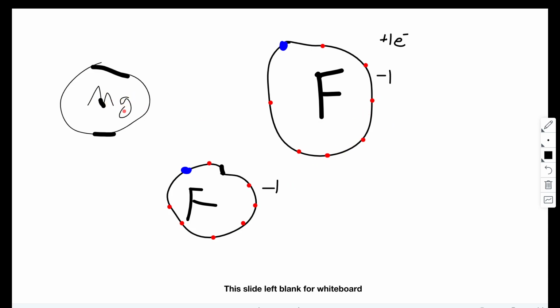This magnesium has lost 2 electrons. Therefore, this magnesium is going to have a +2 charge. Alright? Now, at this point, we have magnesium and 2 fluorine. Both of them have charges. And what's going to happen is that we're going to have a bond here, because this negative fluorine is going to be attracted to this positive magnesium. Okay? And this is what forms our ionic bond.